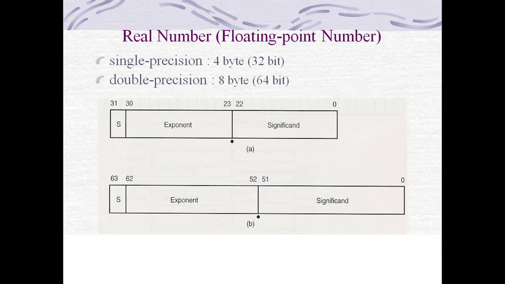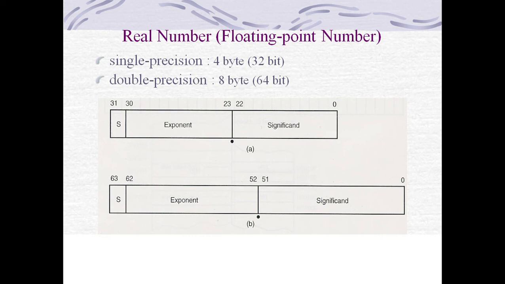To store real numbers or floating point numbers, they can be stored in single precision format, which is a 4-byte or 32-bit format, and real numbers can also be stored in double precision, which is an 8-byte or 64-bit format. In single precision, some significant digits are lost, while in double precision, more digits after the decimal point are stored.